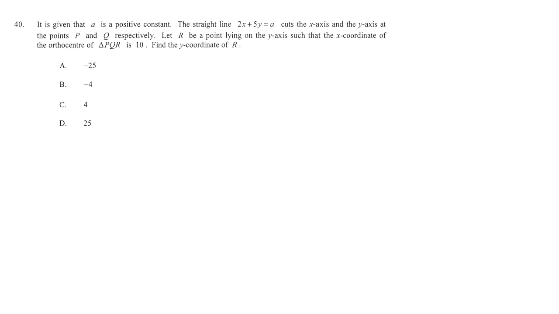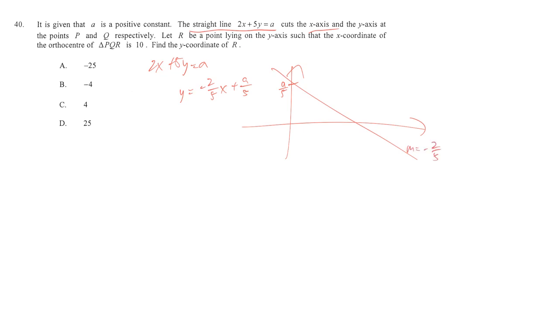So, question 40, they give you a straight line and then a straight line cut x-axis. 2x plus 5y is equal to a. So, y is equal to negative 2 over 5 x plus a over 5. By doing this, we can very quickly draw the line. This is a over 5 and this is a negative slope. Slope is equal to negative 2 over 5.